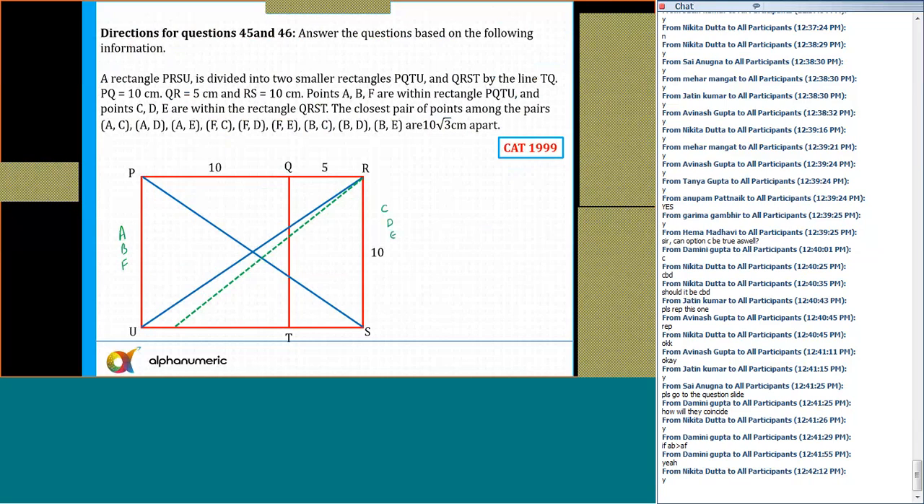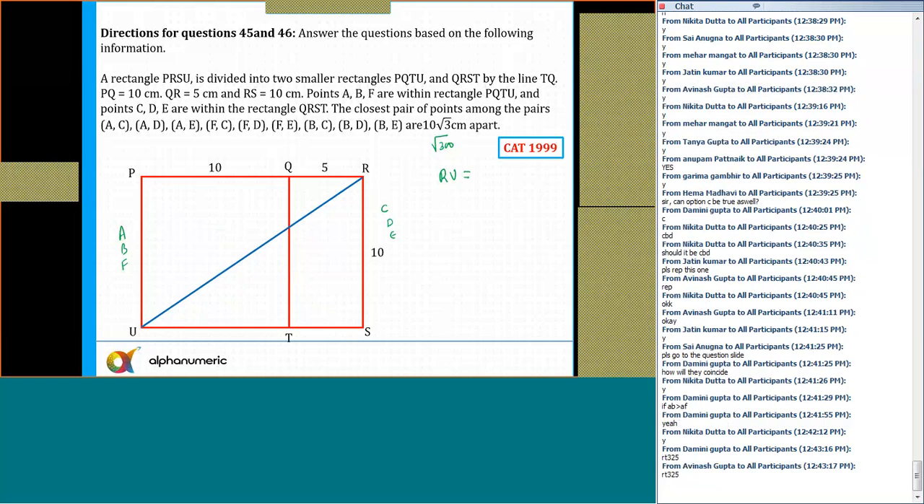And the minimum distance between A to C or A to D or A to E, B to C, this is 10 root 3. And we know that 10 root 3 is equal to root 300. Can you tell me what is the length of RE? What is the length of RE? First of all, tell me all. I draw this diagram. Okay. RE. What is the length of RE? Please tell me.